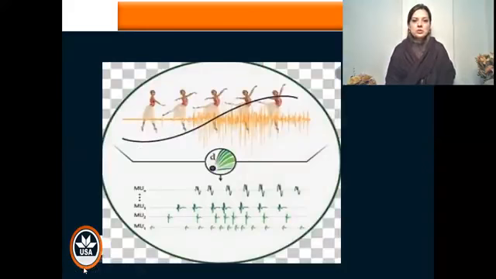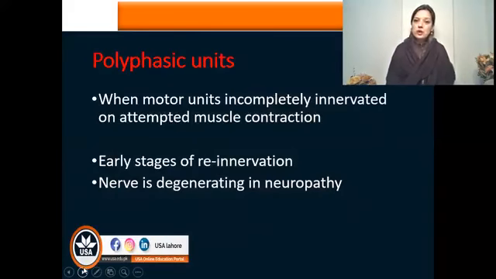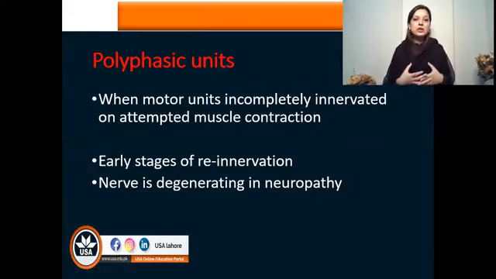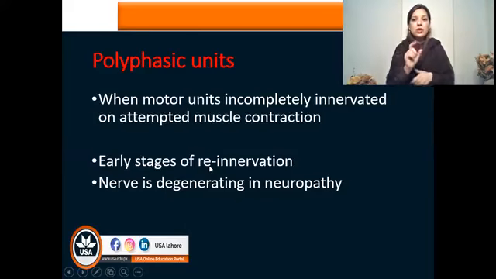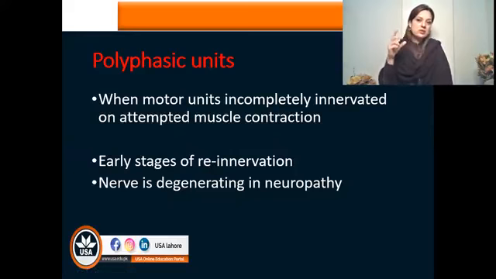Next, I want to tell you about a term that is polyphasic unit. When the motor units are incompletely innervated, they are not getting enough supply on attempted muscle contraction. The graphical representation it gives us is said to be a polyphasic unit. It is shown in early stages of reinnervation, when the small nerve fibers or motor unit action potentials that are very weak gradually begin to combine and go towards an interference pattern; these are said to be polyphasic units.